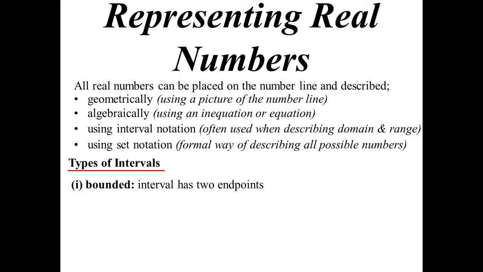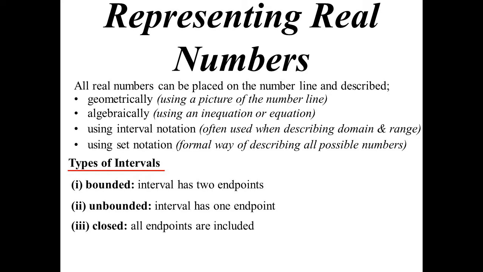Types of intervals. You can have what's called a bounded interval, so it has endpoints. You could have an unbounded interval, so that's something that only has one endpoint. And then you could have a closed, and that's when the endpoints are actually included. So it's like a less than or equal to. And then finally you could have an open one, and that's where the endpoint is not included.